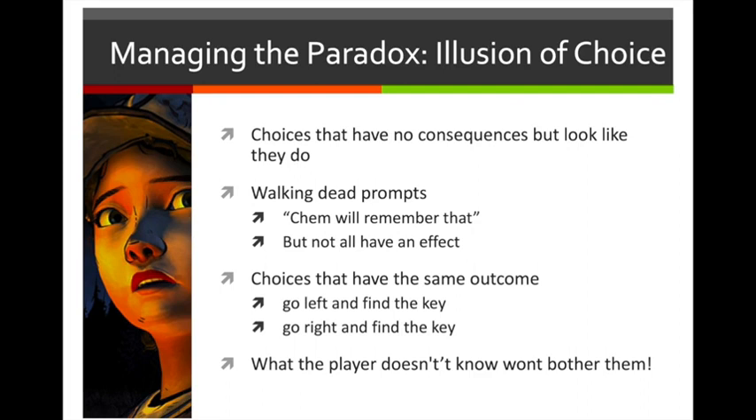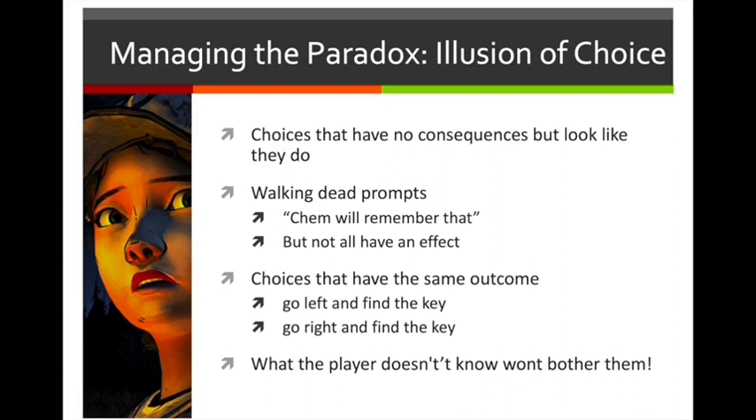We can use the illusion of choice. We can give players choices that look like they have consequences, but actually don't. So Walking Dead has this interesting mechanism where it puts a prompt on the screen. It says things like, Ken will remember that. But very often there's no effect at all. But just by telling you there will be a future effect, they're giving you the illusion that you have more choices than you have.